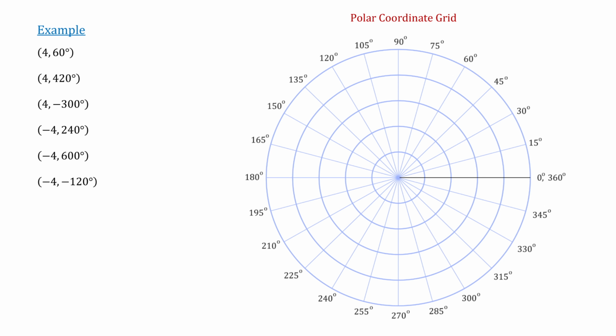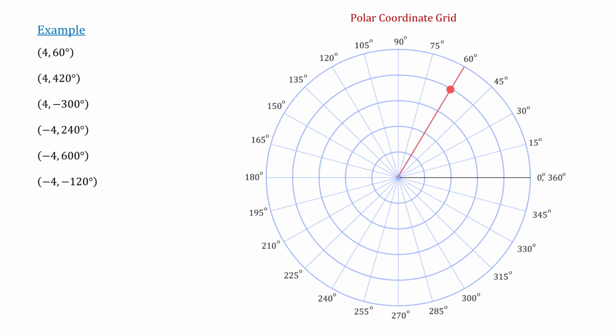We will start by drawing the angle of 60 degrees, and because this is a positive angle, from the polar axis we will move counterclockwise. And now, along the terminal side, from the pole, we will count 4 units, 1, 2, 3, 4, and we will plot the point. Next, we will plot the point 420 degrees. Notice that this angle is more than one full revolution.